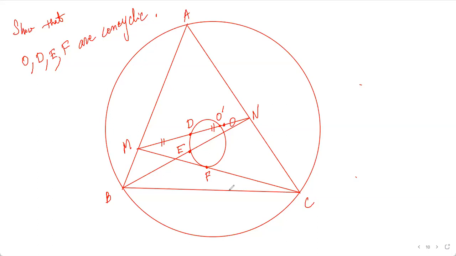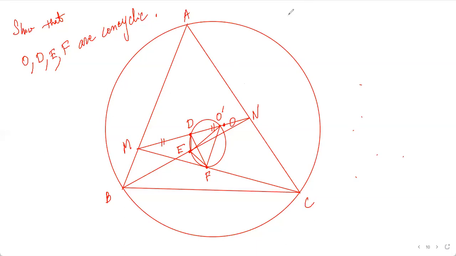Fine. Now let's join all these things. D E, D F, F E, and also O dash F, O dash E, O dash D. Okay.